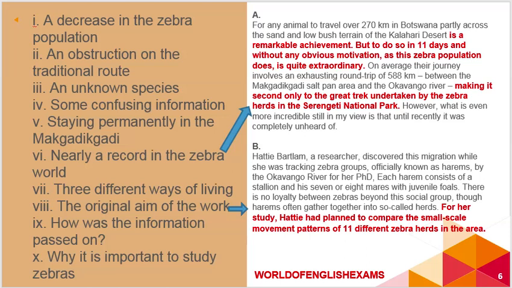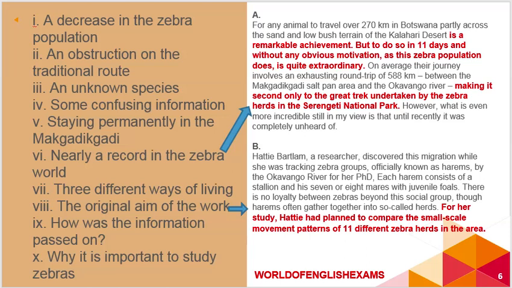Then the second title, an obstruction on the traditional route. Obstruction means there's some sort of a break, some hindrance, something is stopping. Traditional route is nothing but the usual, original route, the conventional route. So something is stopping the conventional route. Then the third title, an unknown species.